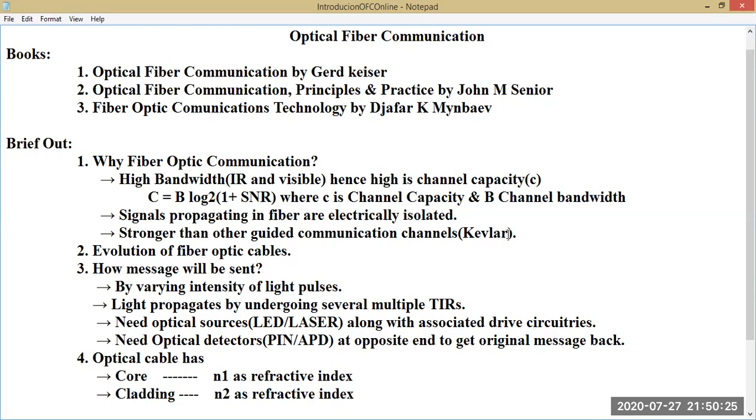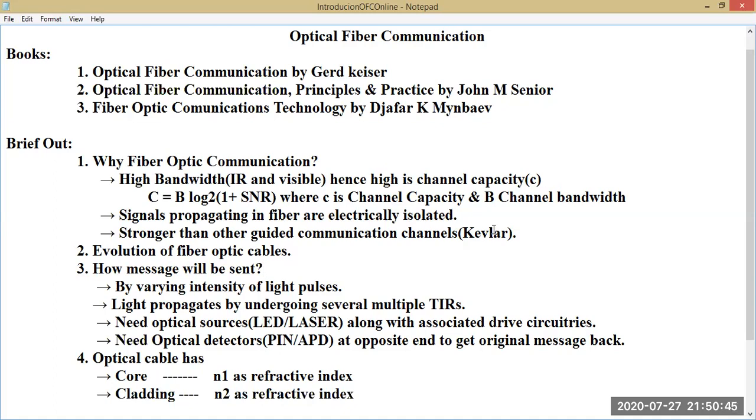These are the brief points that I have mentioned for saying that optical fiber cables should be used in optical fiber communications. Similarly, the second topic is the evolution of optical fiber cables that I want to discuss in this first class.